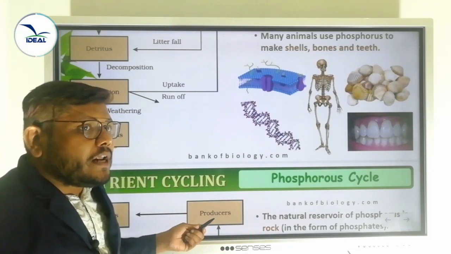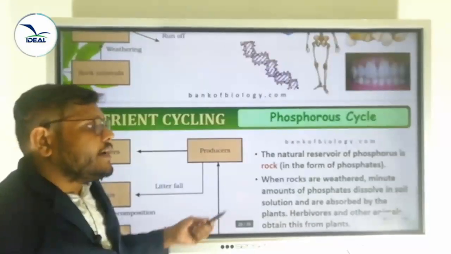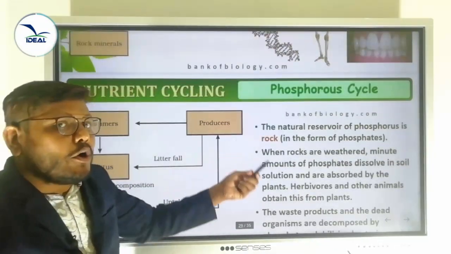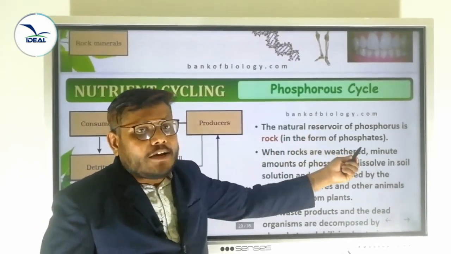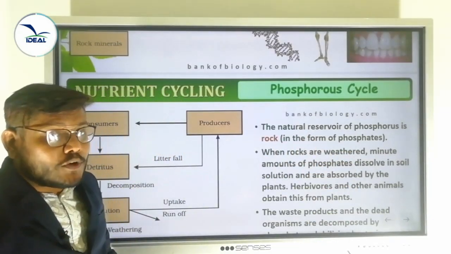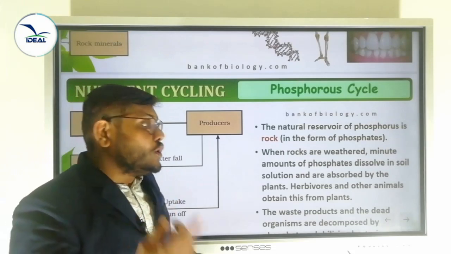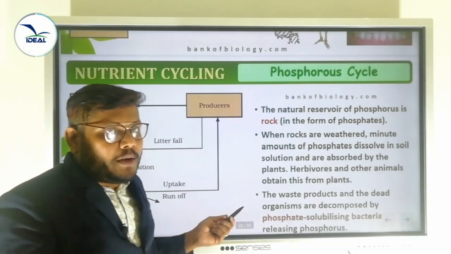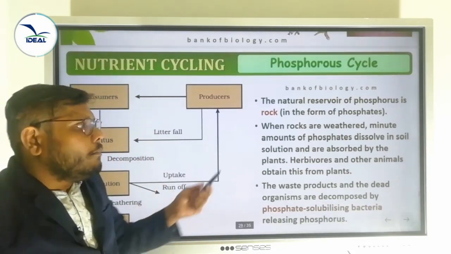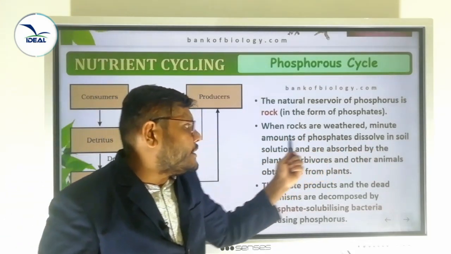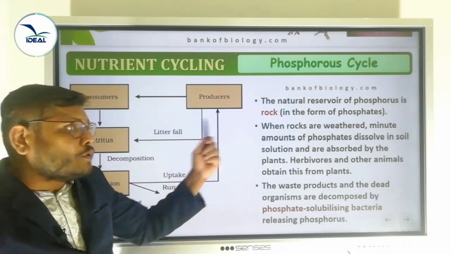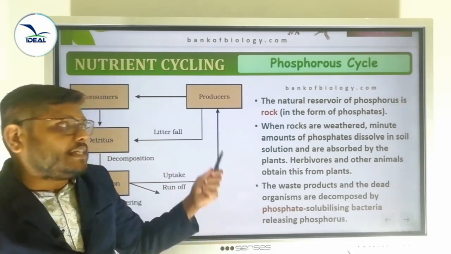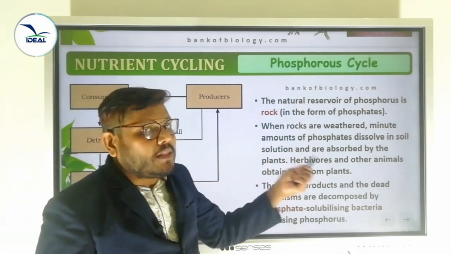Here that particular phosphorus is found where? In rock. The natural reservoir of phosphorus is rock. It is in the form of phosphate, not in phosphorus form, when rocks are weathered. You already know about weathering and soil formation. When the rocks are weathered, a minute amount of phosphate dissolves in the soil solution and is absorbed by the plants. Herbivores and other animals obtain this from the plant.